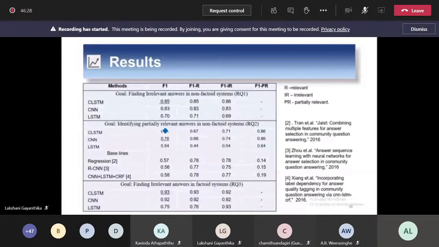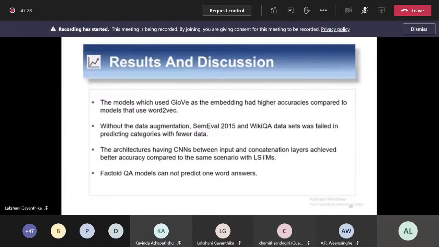If you compare these accuracies with previous researchers, you can see that our models have higher accuracies. This is because the previous researchers failed to identify partially relevant answers correctly, and we were able to do that successfully. This is mainly because of the data augmentation, and because of that we have higher accuracies for the second research question. And in the final one, again, the CLSTM model has performed well in identifying irrelevant answers, and all of the accuracies in this table are obtained from the models which use GloVe, because the models which use GloVe have higher accuracies than the models which use Word2Vec.